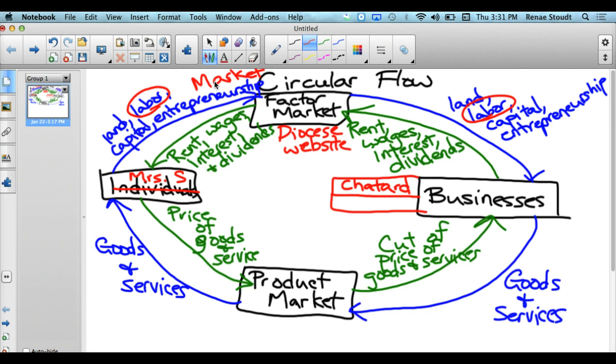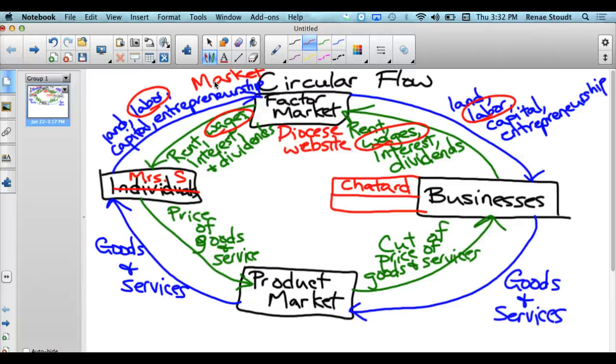And I get paid wages, so I'm going back through getting paid. It sounds weird because you're like, wait a minute, Chatard doesn't pay the diocese website and the diocese website pays me. That's not the way it works. I know that. However, there are examples of when the factor market does get paid. For example, a real estate agent does get paid, or an investment planner. So keep that in mind. I still want you to draw it this way. Think of the top half as how you get the individual connected with a business that's actually going to use their product.